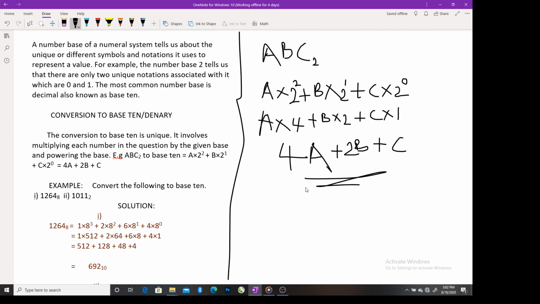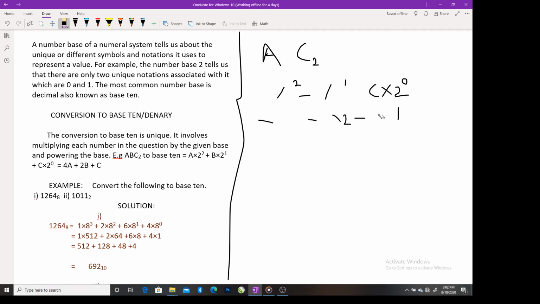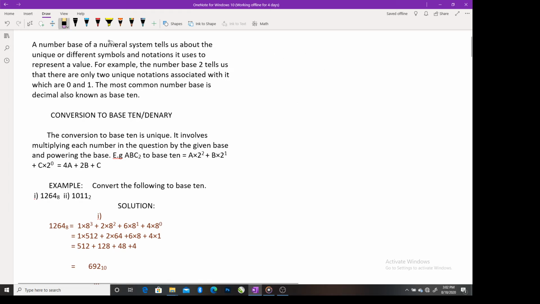Now let's deal with numbers. Let's treat an example. Change it to base 10, conversion to base 10. Example: convert the following to base 10.